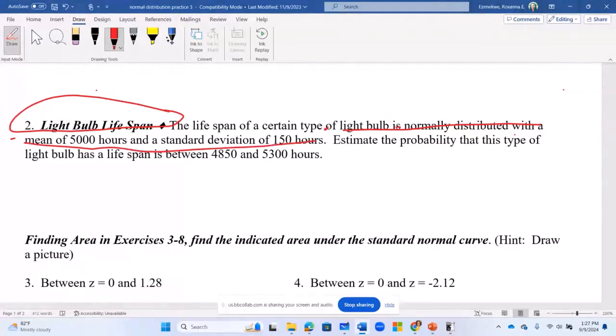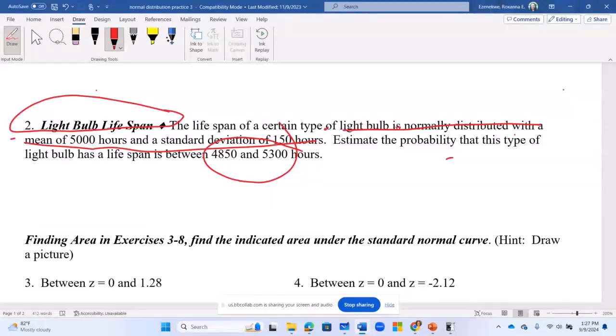See, these are raw scores. Who will be building light bulbs? Engineers. So engineers need the normal curve too. Estimate the probability that this type of light bulb has a lifespan between... I want you to know that whenever you hear probability about a normal curve, it is area under the normal curve. Area under the normal curve is also called probability. Another thing we call probability is relative frequency. Relative frequency is probability. Area under the normal curve is probability.